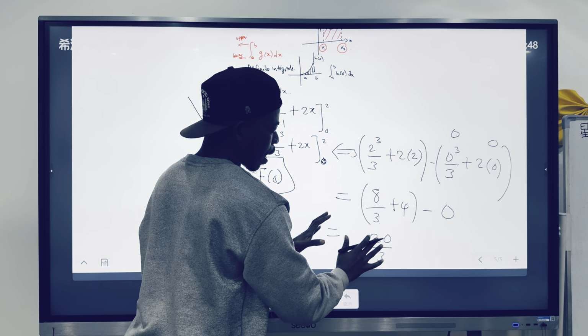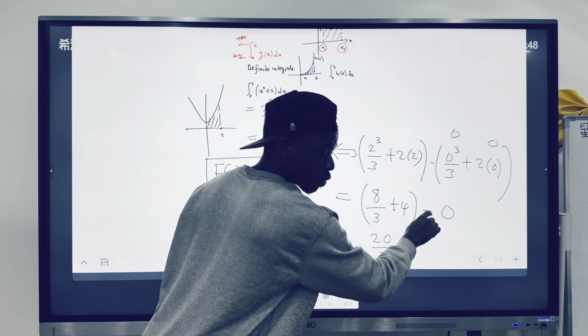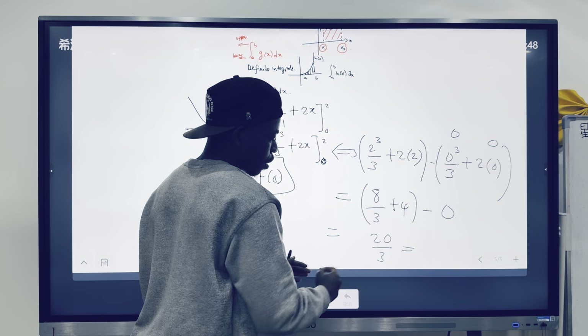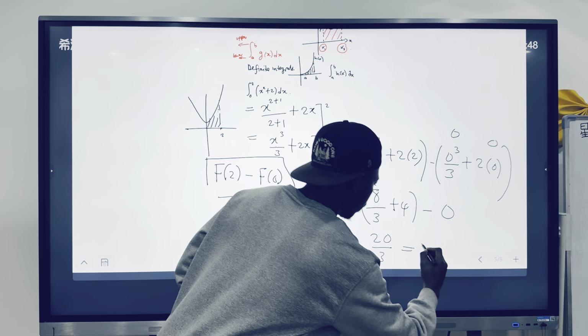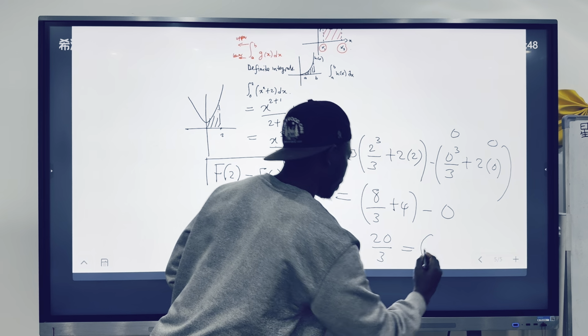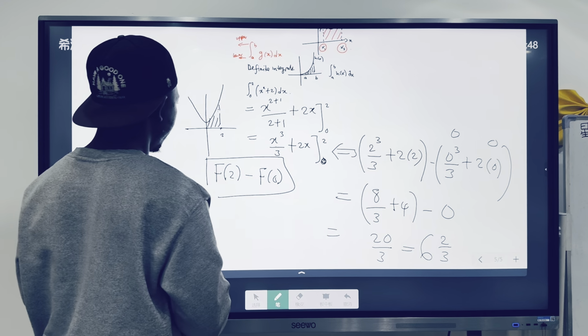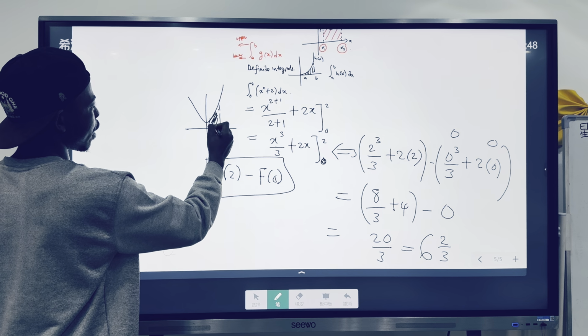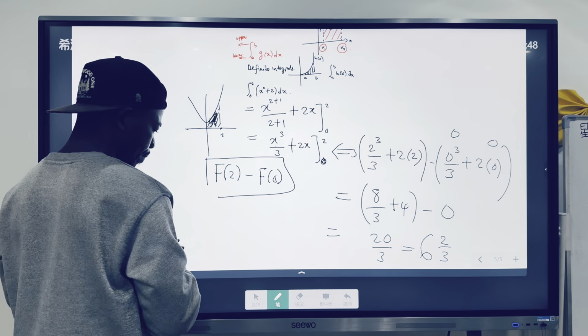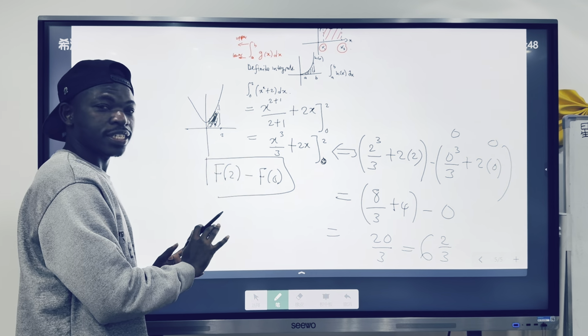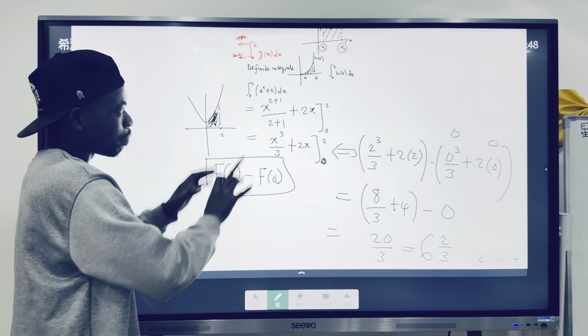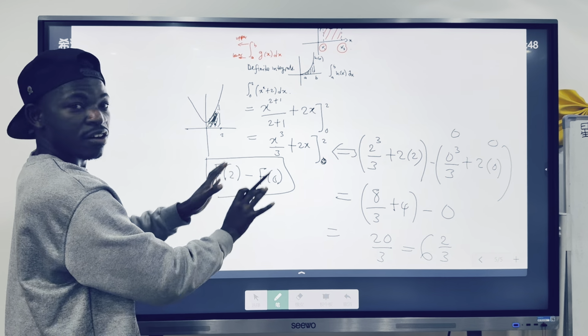So this is the answer, which you can simplify because when you subtract 0, it will still give you this. So 3 into 20 goes 6 times, remainder 2, so 6 and 2 over 3. That is the value and that is the area. Okay, so let's now go back to the questions that we had earlier. Let's see if we can apply this information and find the answers.